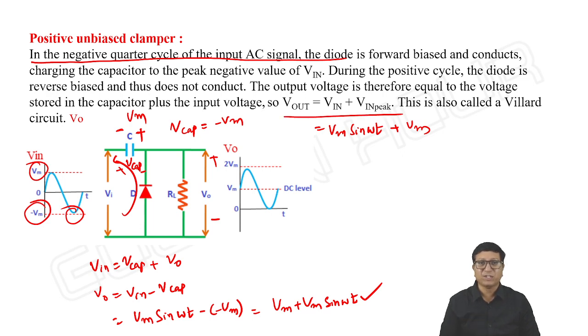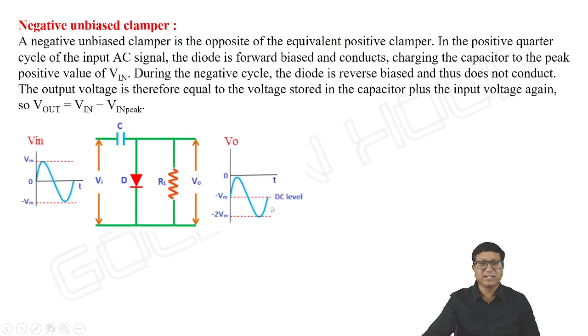During the positive cycles, the diode is reverse biased and thus does not conduct. The output is therefore equal to the voltage source across the capacitor plus input voltage. This is the idea. This is also called the Villard circuit, the positive unbiased clamper. Of course, clamper circuit is known as Villard circuit. In this positive clamper, this one. And negative clamper, if you take a negative unbiased clamper, is the opposite of the equivalent positive clamper. In the positive quarter cycle of the input signal, the diode is forward biased. Here, only in the positive quarter cycle will the diode conduct.